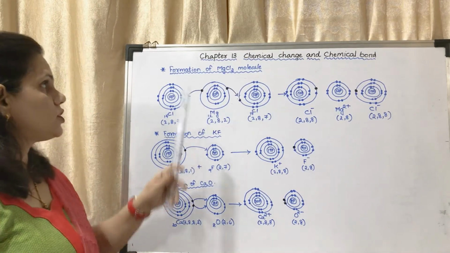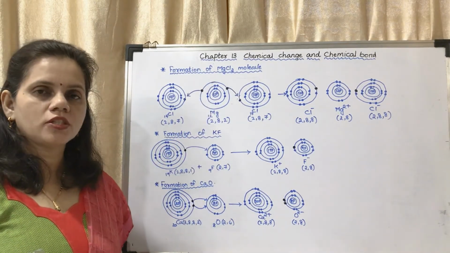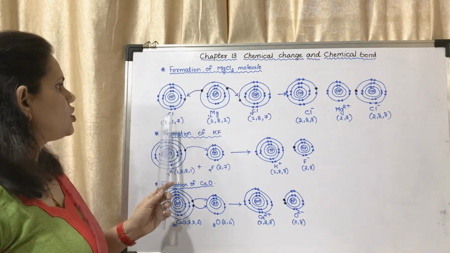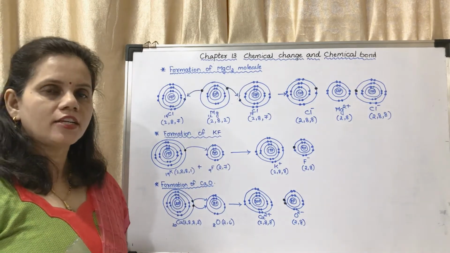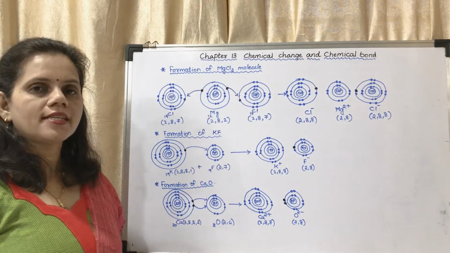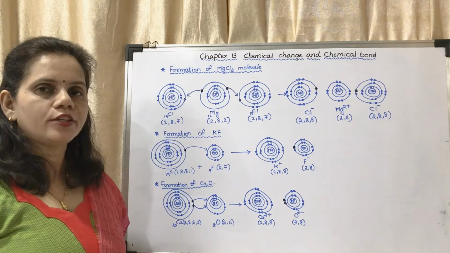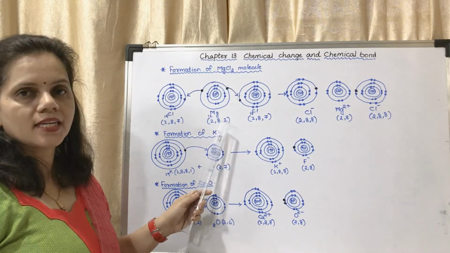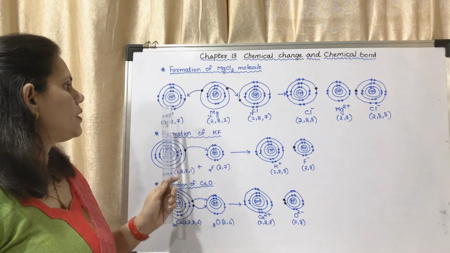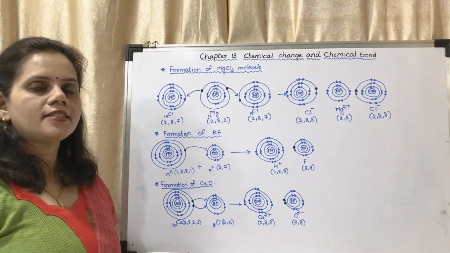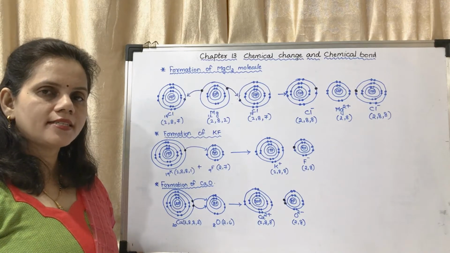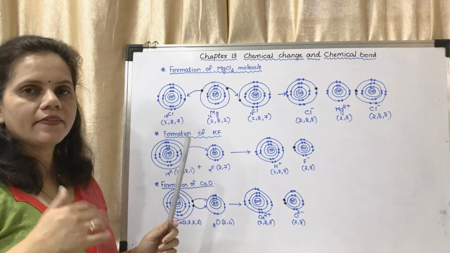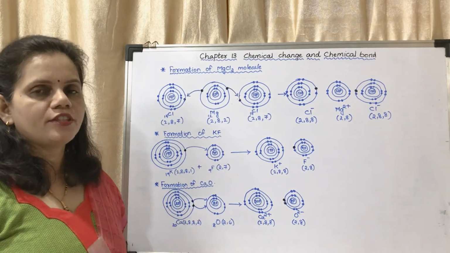Now the next is formation of MgCl2 molecule by formation of ionic bond between magnesium and chlorine. Magnesium, you may see its atomic number is 12. So its electronic configuration is 2, 8, 2. It is having 2 valence electrons. And chlorine atomic number is 17. Its electronic configuration is 2, 8, 7. It is having 7 valence electrons. So this will gain 1 electron and this will give 2 electrons.